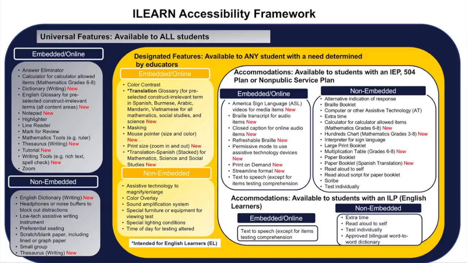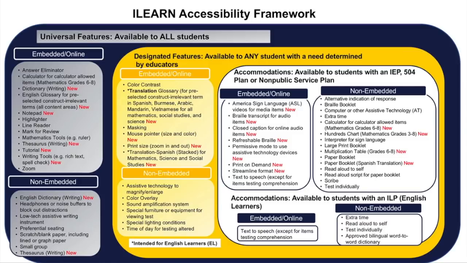You can see that tools and supports are divided into 3 main groups. Universal features are available to all students. Designated features are available to any student with a need that's determined by the teacher or school leaders. And then accommodations, which are available only to students with special plans. Embedded features are those that are provided within the online test platform. And the non-embedded features cannot be provided via the platform, and so they must be handled by the local school. Notice that several of these features are new for ILEARN.